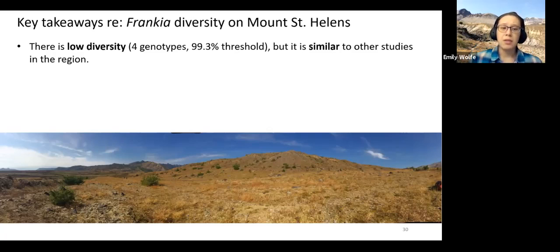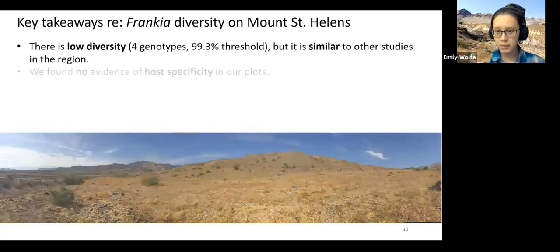And even that is not directly comparable because the plot types are completely different. The plots that they had sampled were more located in seeps and along a riparian area. And a lot of the plots that we sampled in were drier and not located directly along a stream.